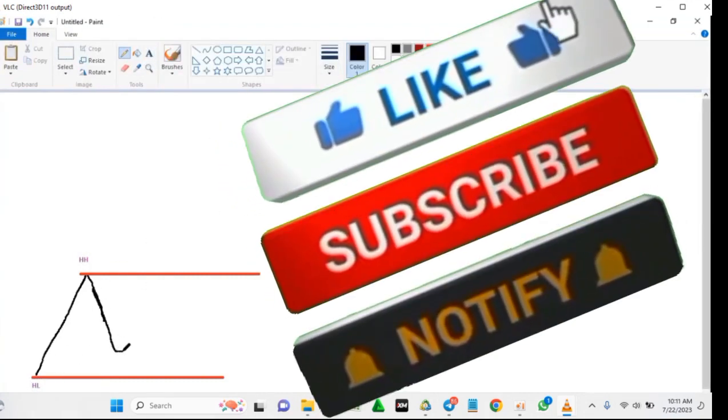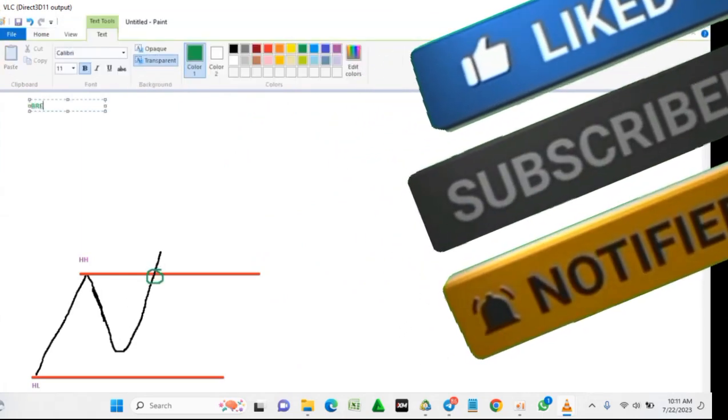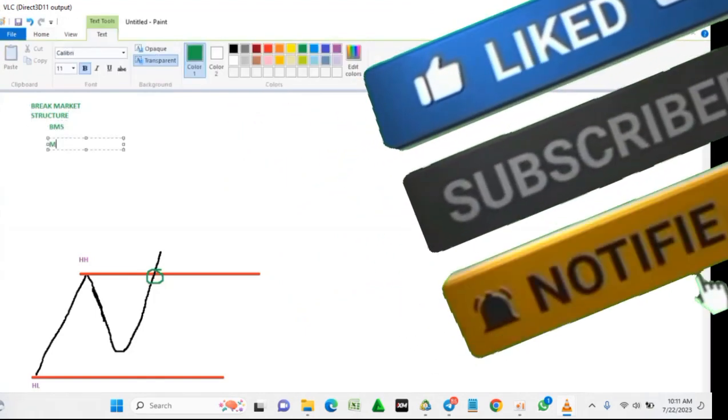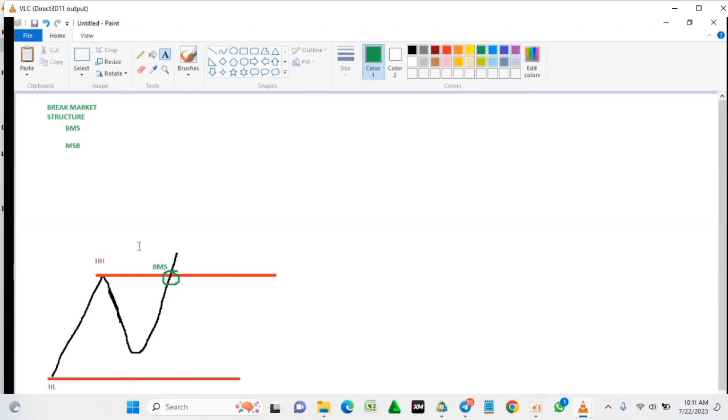When price comes back down to make a higher low, then price goes up. You see this, the candle will close above the high. That's what we call breaking market structure, or BMS. When you see price breaking the highs, it means it wants to continue going higher.